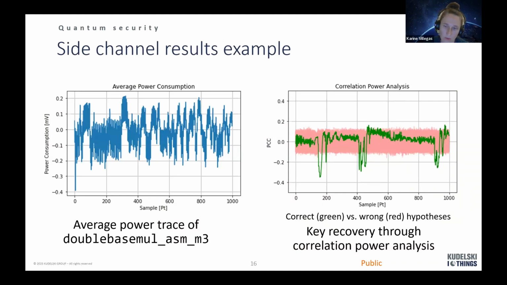And so without any countermeasures, the key could be recovered easily from the low-level operations. So from the past, we have learned how to secure RSA and elliptic curves, and I propose that we have a look at what would be the differences.